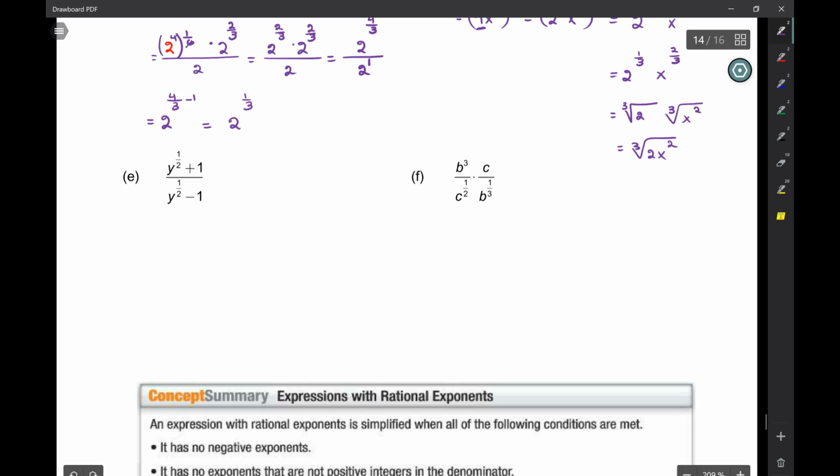So let's multiply y to the half plus 1, y to the half plus 1. Okay? All right. So what happens on the bottom? Look. Yeah, tell me. Does it cancel it completely? What do I have? Yeah.